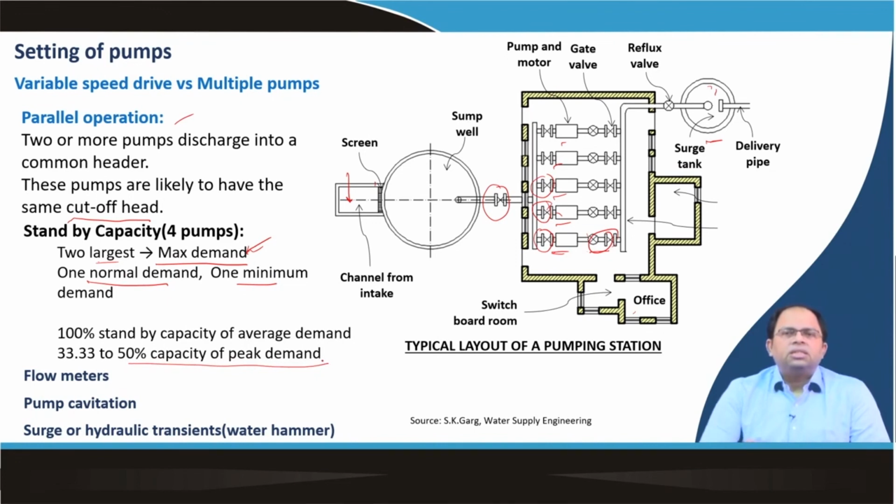So, we design our systems in such a way that there is backup capacity in case there is some failure. 50% capacity of the peak demand could be satisfied, and 100% capacity of the average demand can also be satisfied. This is why we can have multiple pumps set up together, and even though they may not all run together, sometimes we can run a couple of them together in parallel operation and supply water like that. So, this is how we set up these pumps.